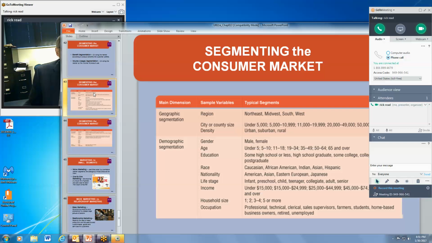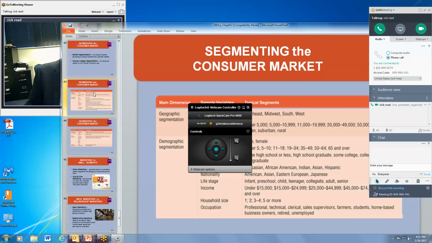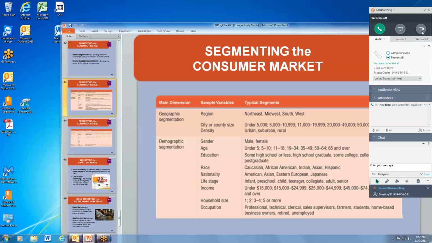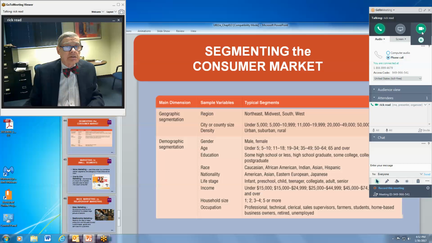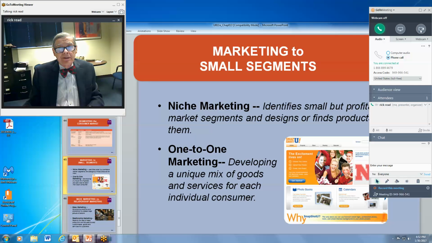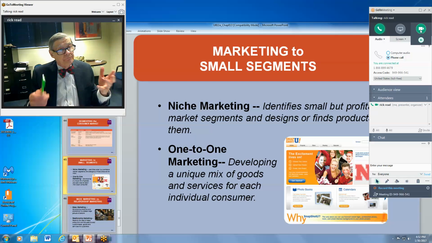Now this is segmenting the consumer market. We can see this, and it's listed in your text in figure 13.6 at the bottom of page 376. And we're not going to go into this because, again, this is something that's pretty self-explanatory. You can look at it, you can see it, and you can understand it just as easy as, or perhaps easier than me talking about it.